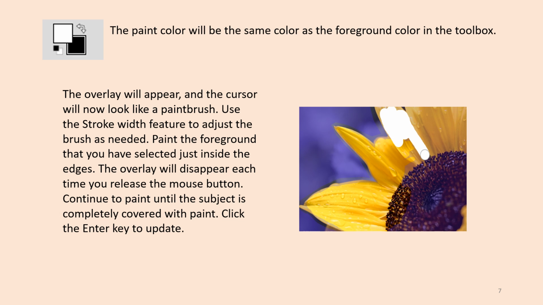The paint color will be the same color as the foreground color in the toolbox. The overlay will appear and the cursor will now look like a paintbrush. Use the stroke width feature to adjust the brush as needed. Paint the foreground that you have selected just inside the edges. The overlay will disappear each time you release the mouse button. Continue to paint until the subject is completely covered with paint. Press the Enter key to update.